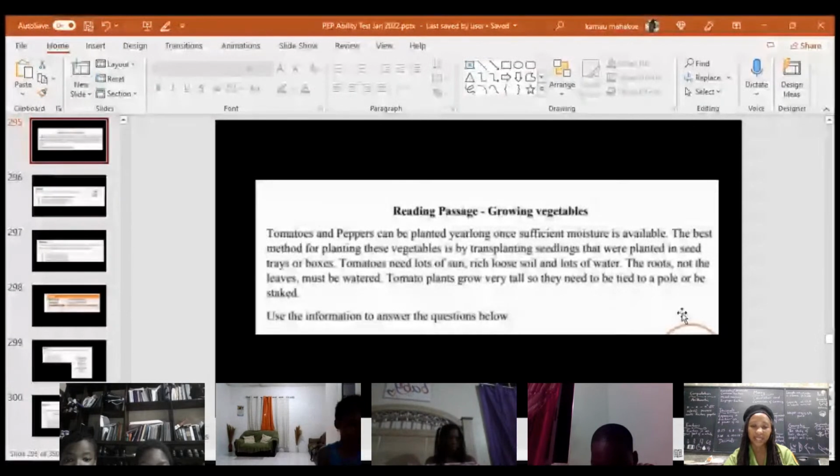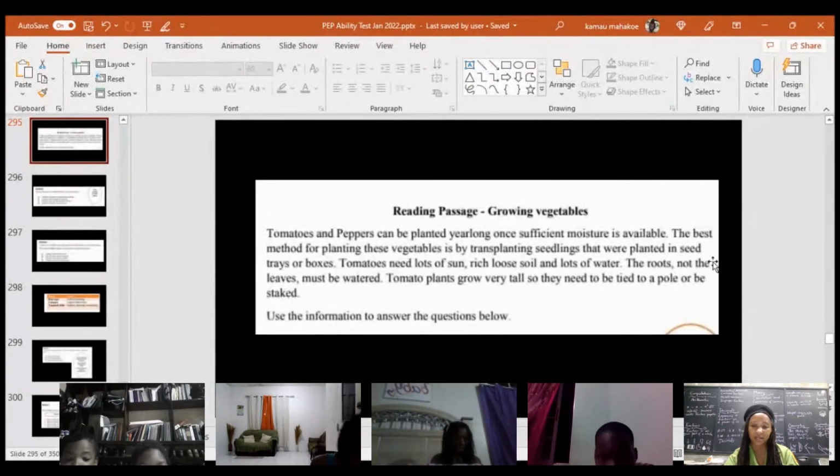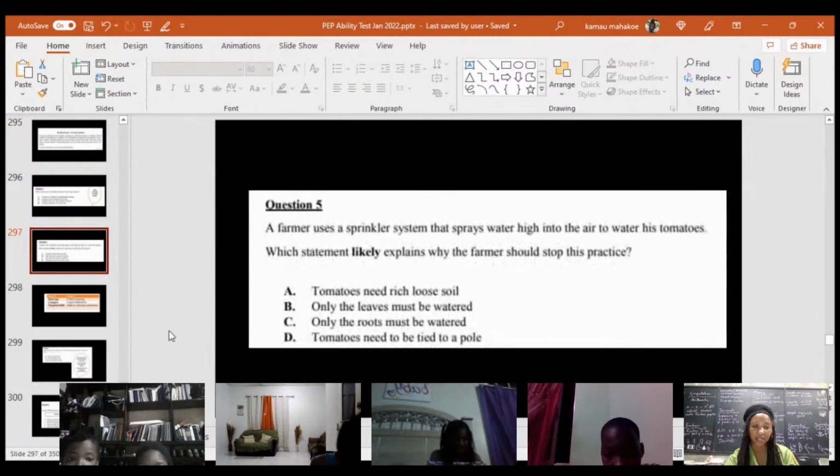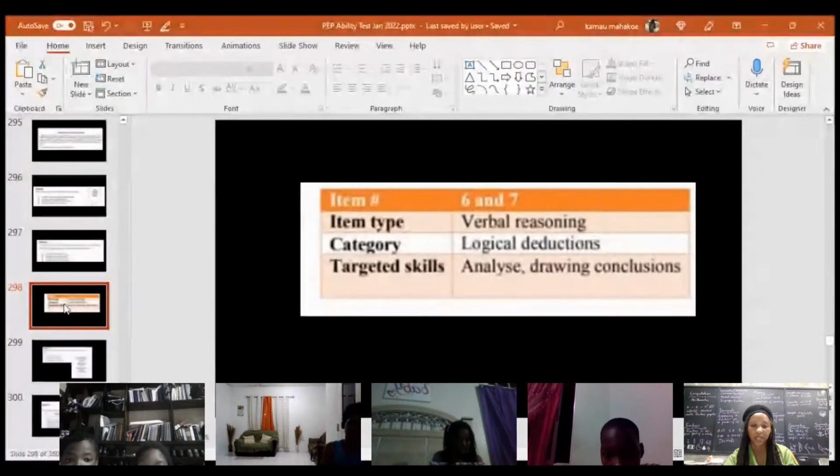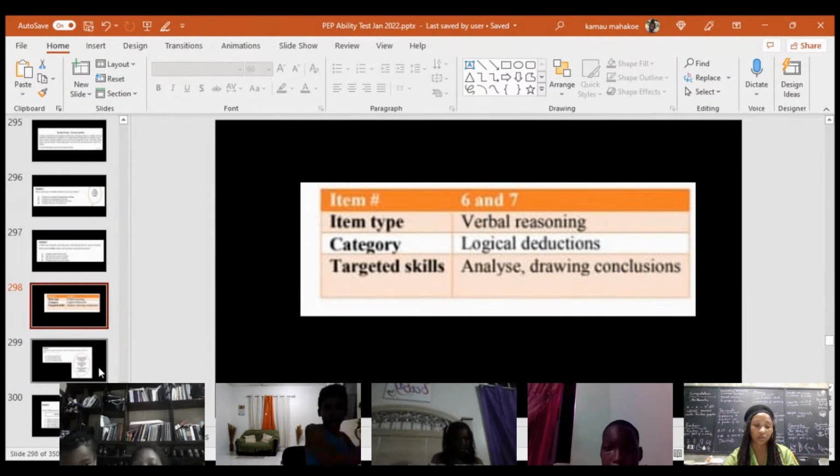All right, and it does say that in the passage, the roots, not the leaves, must be watered. So with the sprinkler system, the leaves would get a good amount of water. That's correct. Items 6 and 7, item type verbal reasoning, category logical deductions, targeted skills: analyze and draw conclusions.